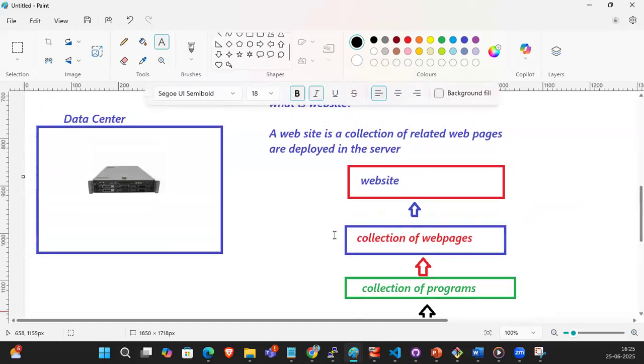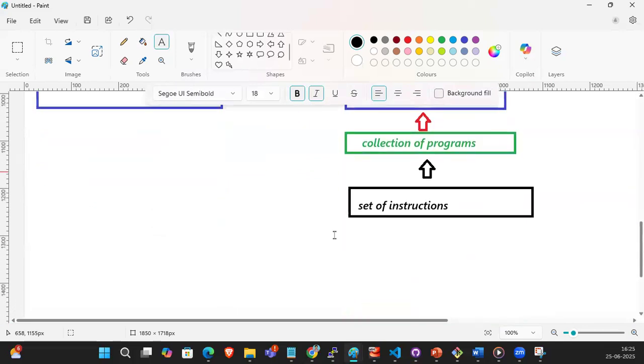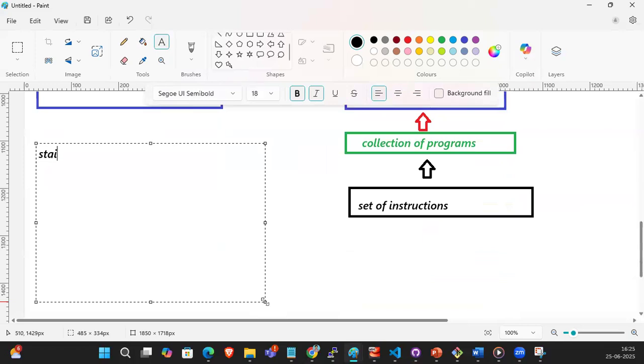So websites are two types. One is a static website, and the other is a dynamic website. So what is a static website and what is a dynamic website, guys?